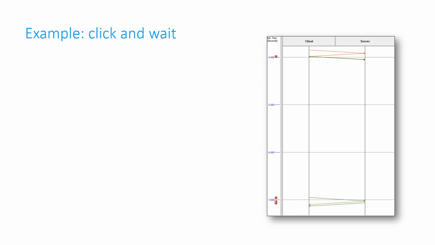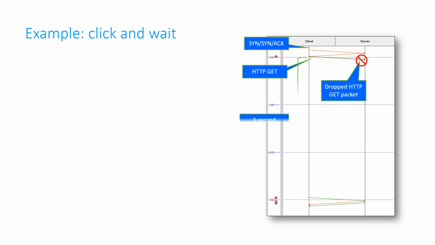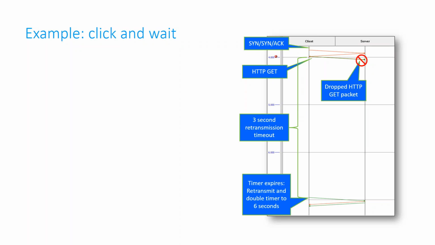But here's a click and wait example. So we've set up a new TCP connection. That's the SYN ACK or the 3-way handshake at the beginning. So we know new TCP connection. We send an HTTP GET request. It's dropped. What does the browser do? 3 seconds until the timer expires. It retransmits the packet, and then it doubles the timer to 6 seconds. Right? So this could get really bad if I drop the second packet as well.